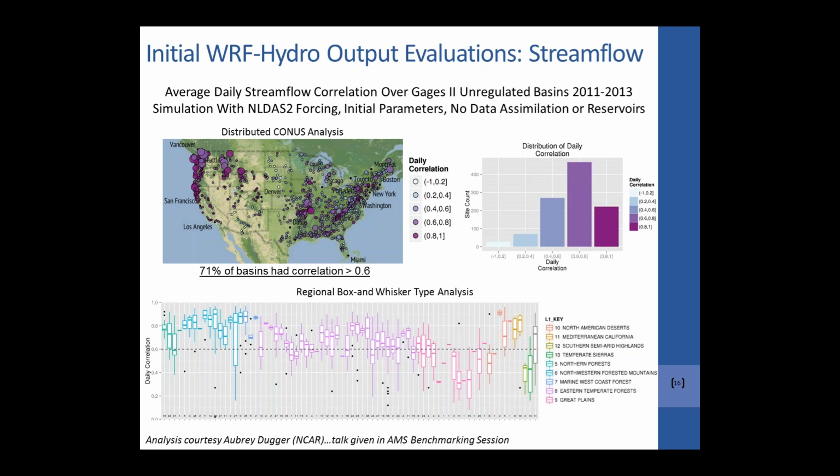They've also broken out the performance based on ecoregions, trying to see if there are variations in the model's performance based on those regions listed in the bottom right. They've noted some interesting relationships so far. And actually, sorry, you could go back one. Just a summary statistic for the map is that 71% of the basins had correlation values of greater than 0.6.